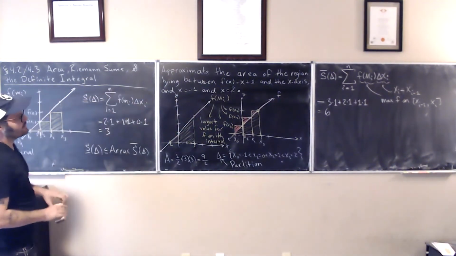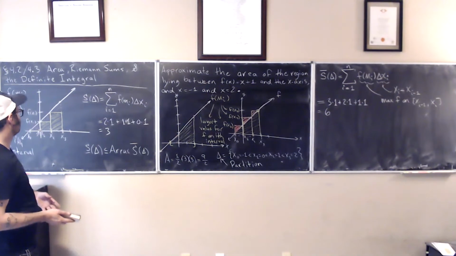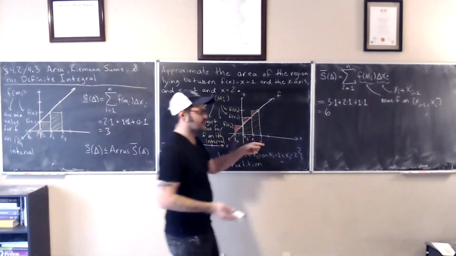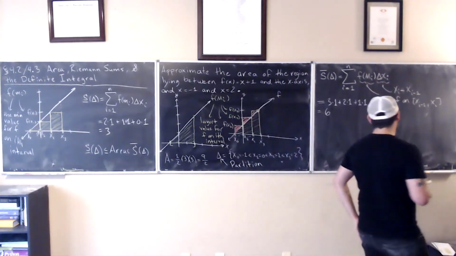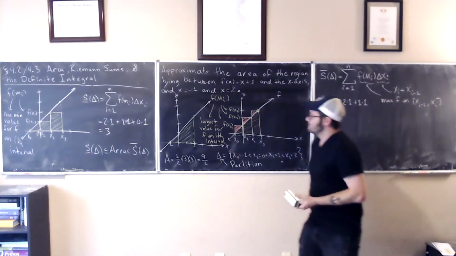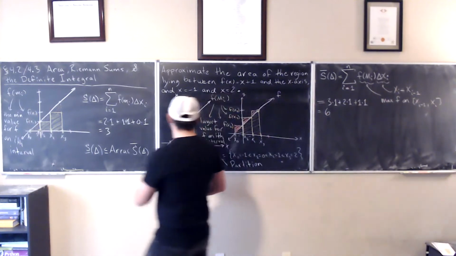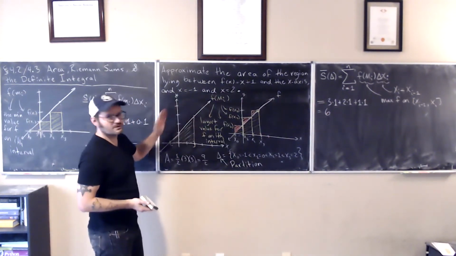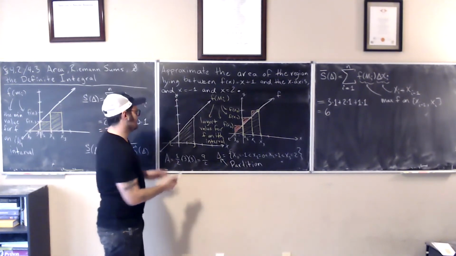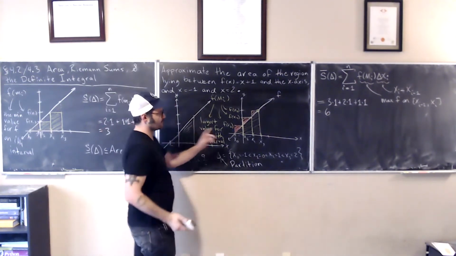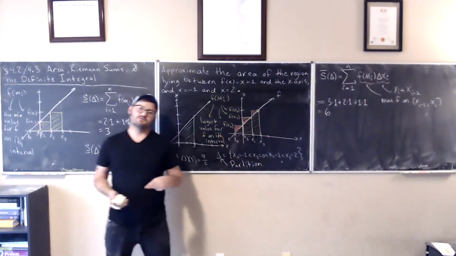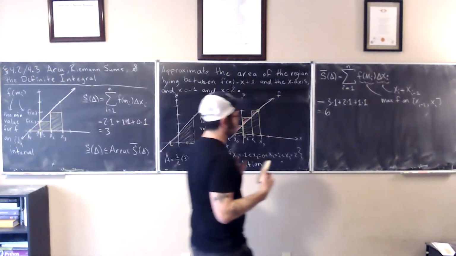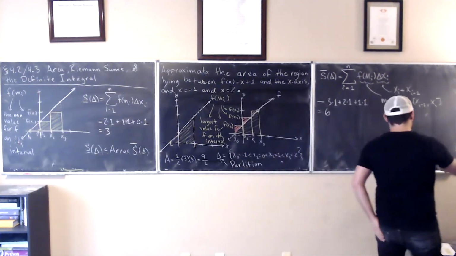So maybe we should refine our partition to make the intervals smaller, right? Because if you think about it, if we had just used one rectangle, we would have had a big old chunk of area there. If we use 2 rectangles, we would do worse than if we did 3. If we use 4 rectangles, we'd do better. If we use 5 rectangles, we'd do better. If we use 6 rectangles, we do better.